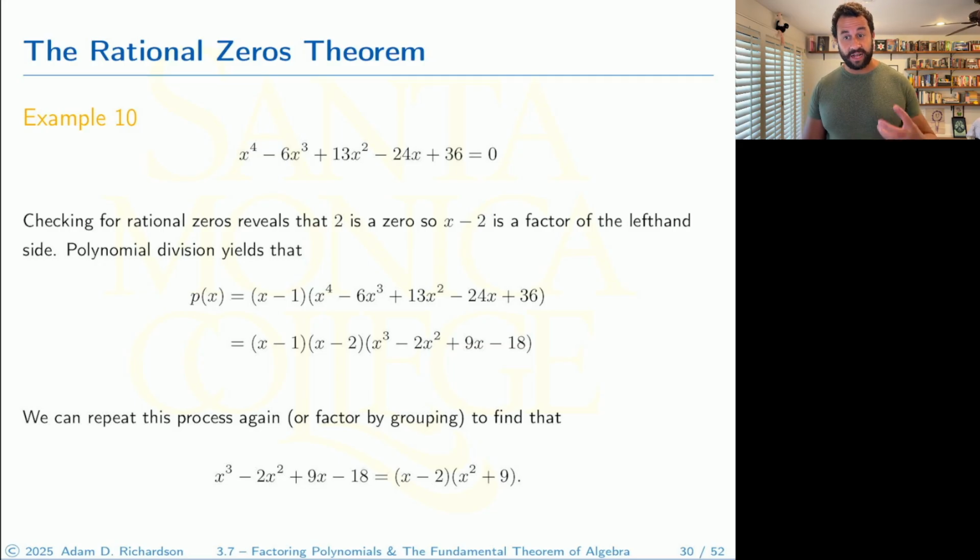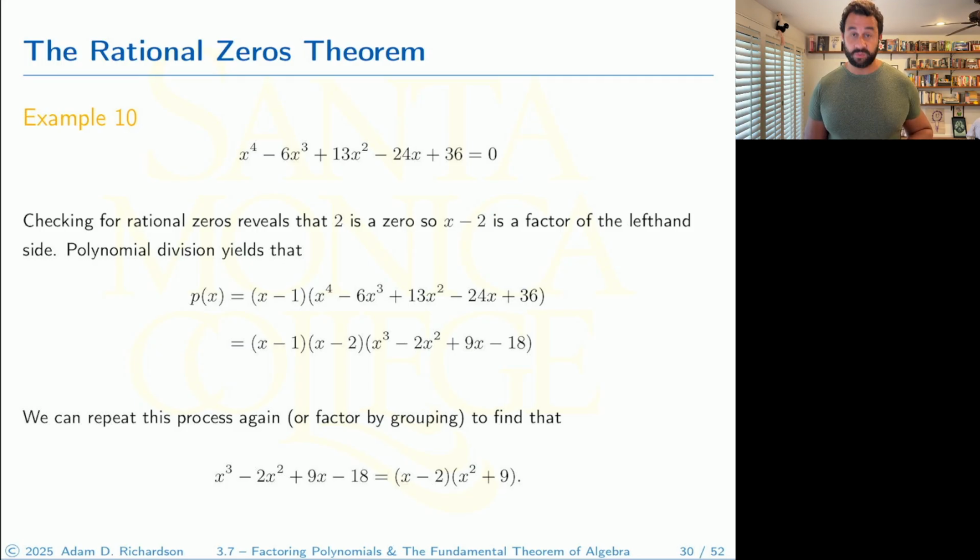But again, there's lots of ways you can proceed. Like when the degree gets low enough, when the degree gets to be around 4, 3, especially 2, we have other methods to proceed from there. So what we could do is here we could repeat the process. We could use the rational zeros theorem, see if there are any rational zeros. We could test them all.